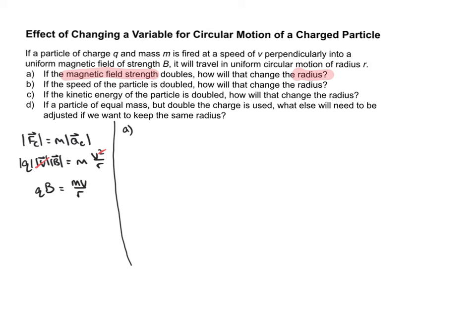So what I see immediately is that B and R are what we say inversely proportional to each other. If one of them goes up, the other one goes down by a reciprocal factor. So therefore, if B doubles, then the radius will halve.